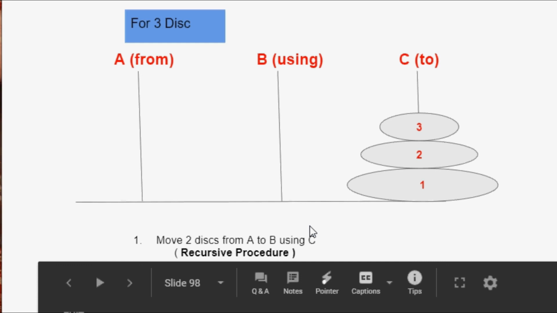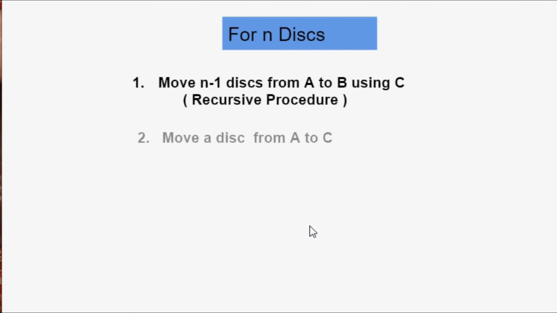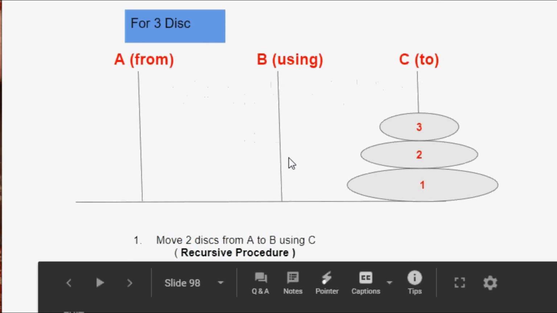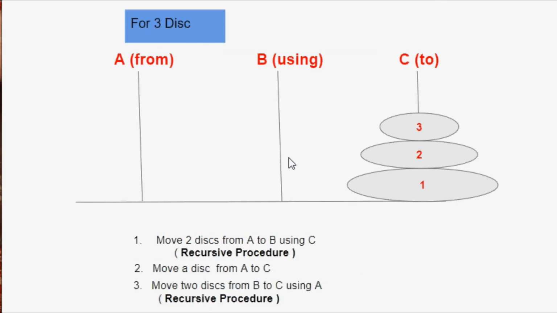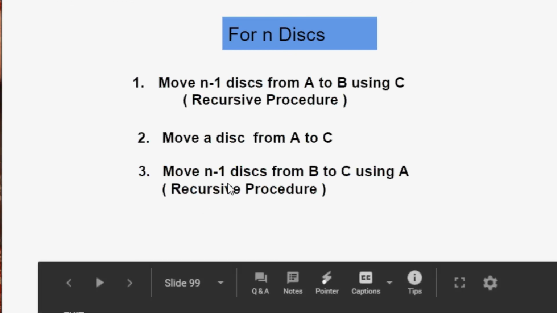The second step is move a disk from A to C. Here we are not making any recursive call, so we have written the same thing: move a disk from A to C. The third step is move 2 disks from B to C using A. Why have I written 2 disks? Because we have a total of 3 disks. So if I have a total of n disks, I am supposed to write move n minus 1 disks from B to C using A. Since this is a recursive call, I am going to write down the same thing: move n minus 1 disks from B to C using A.